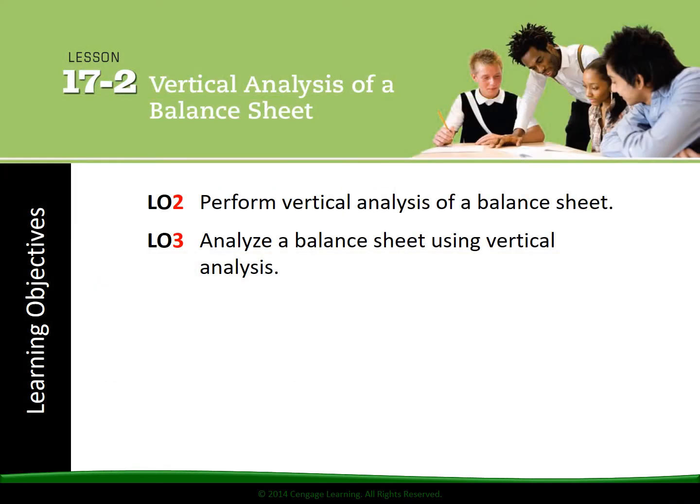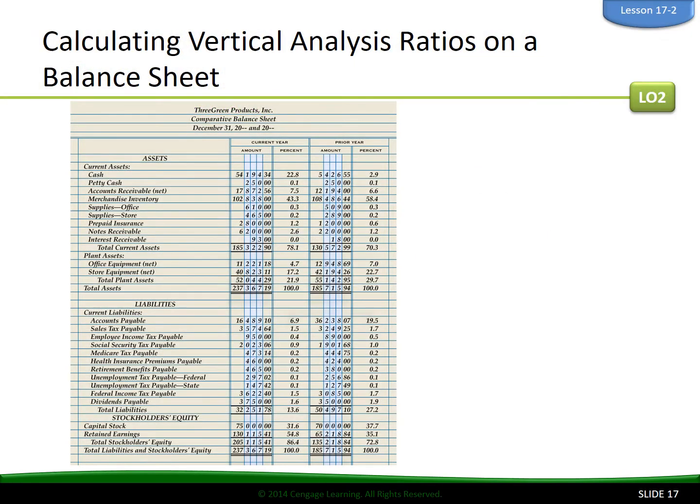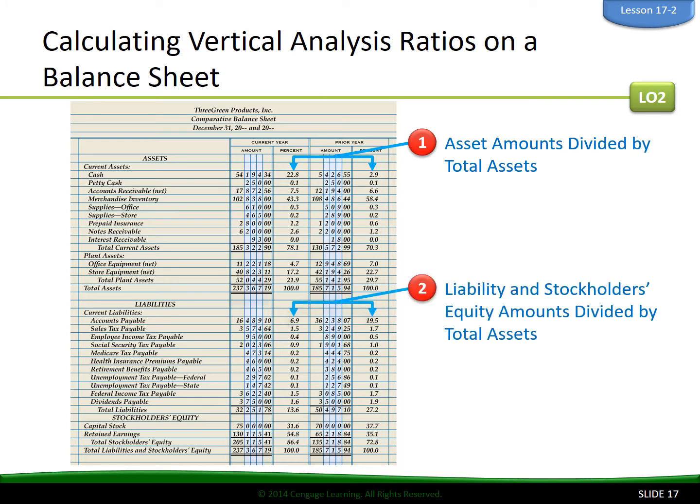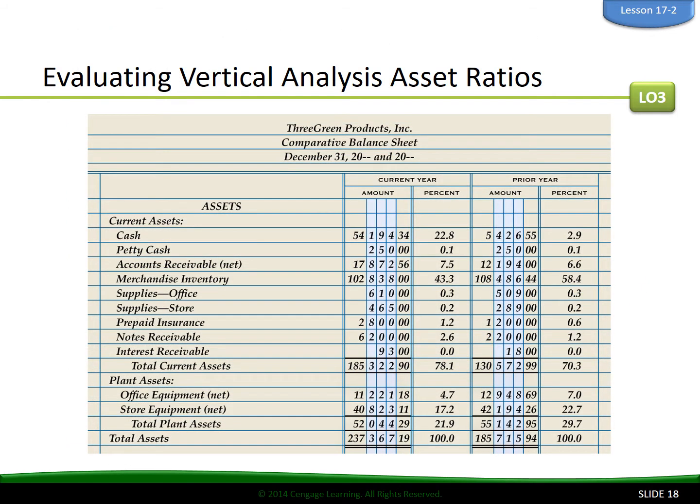Now we're on to 17.2, which is vertical analysis of a balance sheet. Goals of the lesson are to perform vertical analysis of a balance sheet and to analyze a balance sheet using vertical analysis. Calculating vertical analysis ratios on a balance sheet: the asset amounts divided by total assets. Liability and stockholders' equity amounts divided by total assets. Evaluating vertical analysis asset ratios. Here's an example of the different percentages.